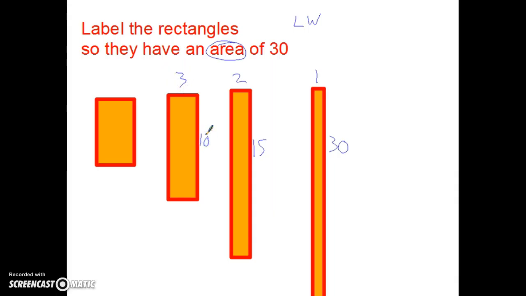4, 4, 8, 12, 16, 20, 24, 28, 32. Nope. 5, because it ends with a 0. Got to be 5 by 6. Since I'm already to 6, I don't need to keep going. Some people would already be thinking, I have a rectangle that's 5 by 6, or a 10 by 3, or a 15 by 2, which would just be all of these rectangles turned on their side.